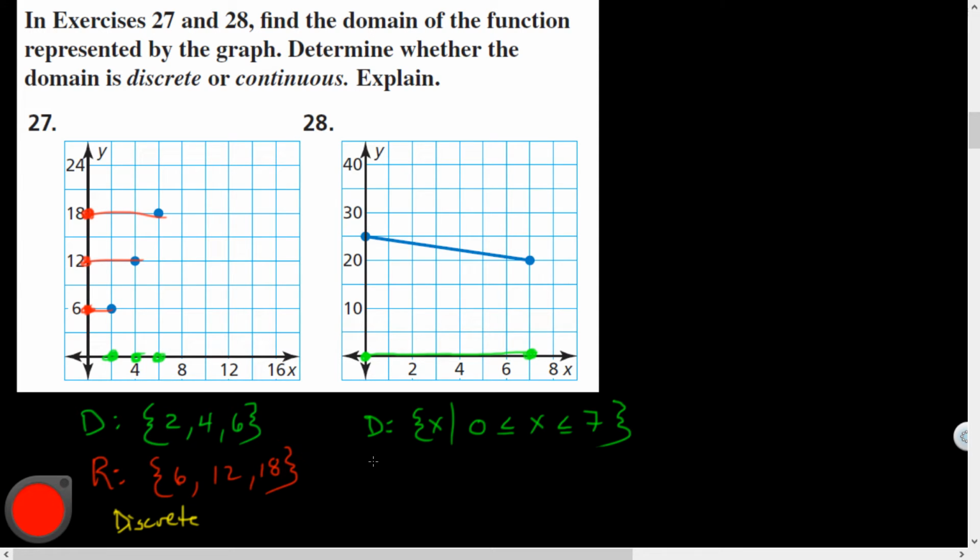Good times. Let's see, for the range, if I was to smush this sideways, notice everything would actually fit between here and here. All right, so the possible output values are the set of all y such that y is between 20 and 25. So I'm going to say 20 is less than or equal to y is less than or equal to 25. And the question is this, discrete or continuous? Well, all of the solutions are connected, so it's continuous. Yeah, I like it.